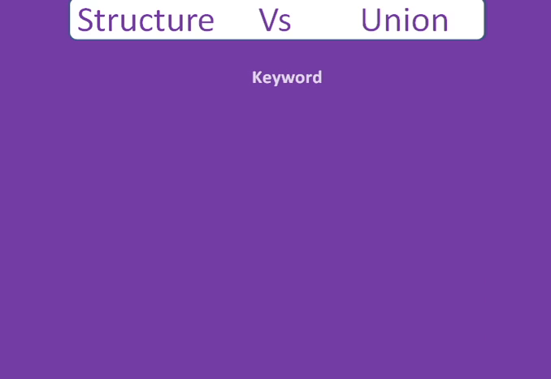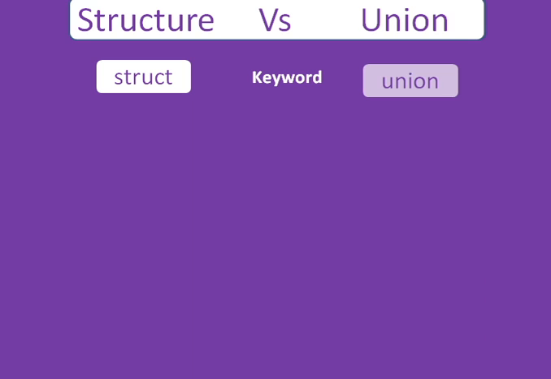And the keyword for writing a structure is struct. Using struct you can declare a structure. In case of union the keyword is union.